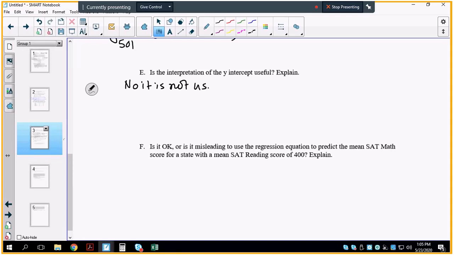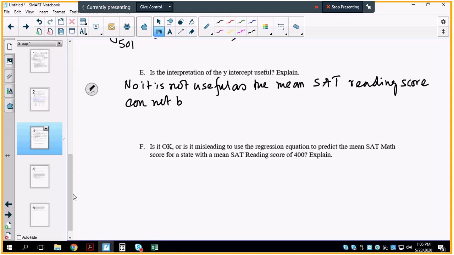Why is it not useful? Well, as the mean SAT reading score cannot be 0. It is not possible to score 0 in the mean SAT reading. So what is the point of estimating the value of the mean SAT math score at that mean SAT reading score? That's why it is not useful.